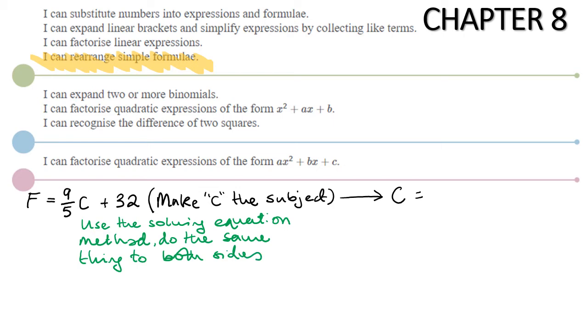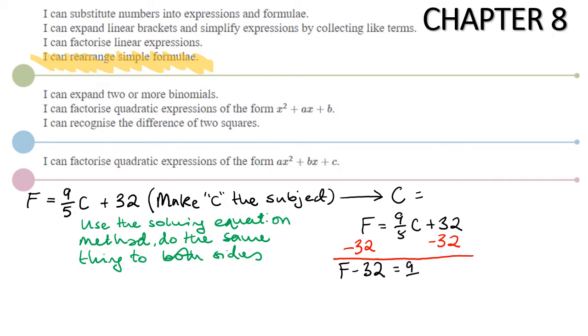Okay, so let's do that. So we've got F equals 9/5 C plus 32. So the first thing I would do is to take away 32 from both sides. Minus 32 like this. So I would have F minus 32 equals 9/5 C. Now what we can do to get rid of that 9/5 is times by 5/9.